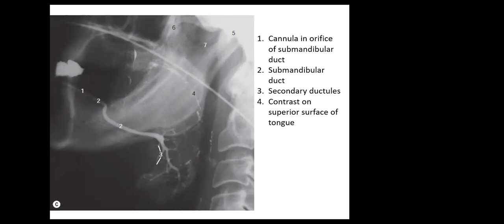Head of the mandible, or we call it the condylar process. Excellent. Number 6: coronoid process of the mandible. Number 7: mandibular notch. Excellent.